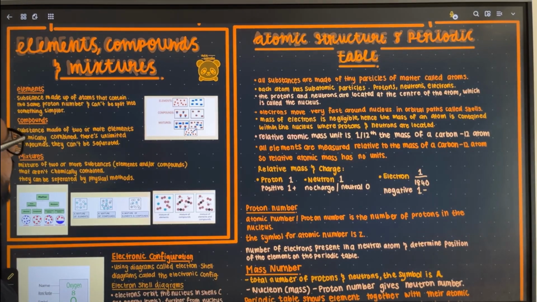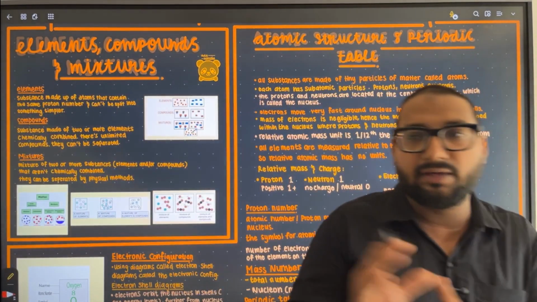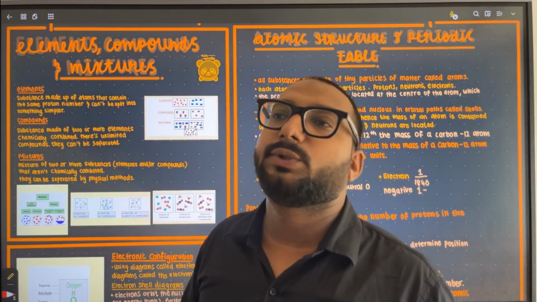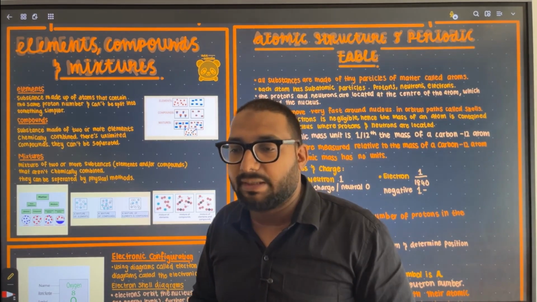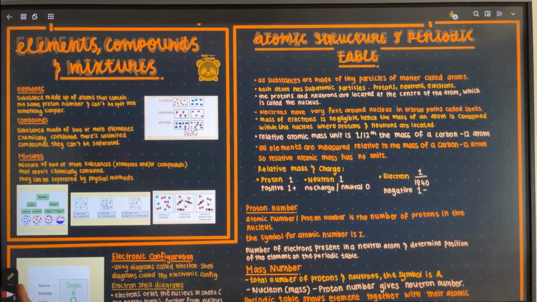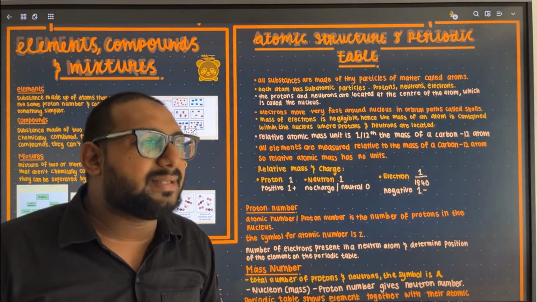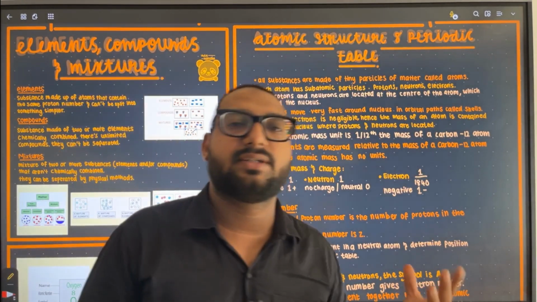Then after that we have compounds. Compounds are made up of two or more elements. For example, when you combine two or more elements, they give rise to a compound. Suppose you mix elements like hydrogen and oxygen. When hydrogen and oxygen combine, they give us water, which is a compound. So when elements chemically react, they give us a compound.